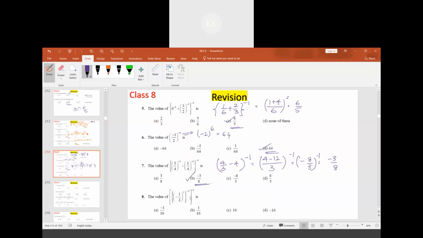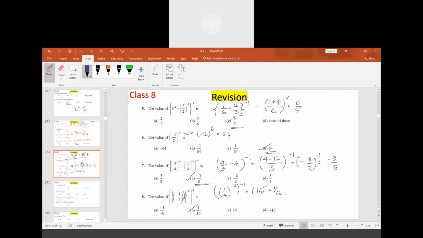Now, how to simplify this? We have to multiply the powers. From inside, it will be minus 4 times minus 2 to the positive power 4. Minus 1 by 2 to the power 4 becomes positive 1 by 16. Option B. It will not be negative, it will be positive, because the minus is multiplied an even number of times.